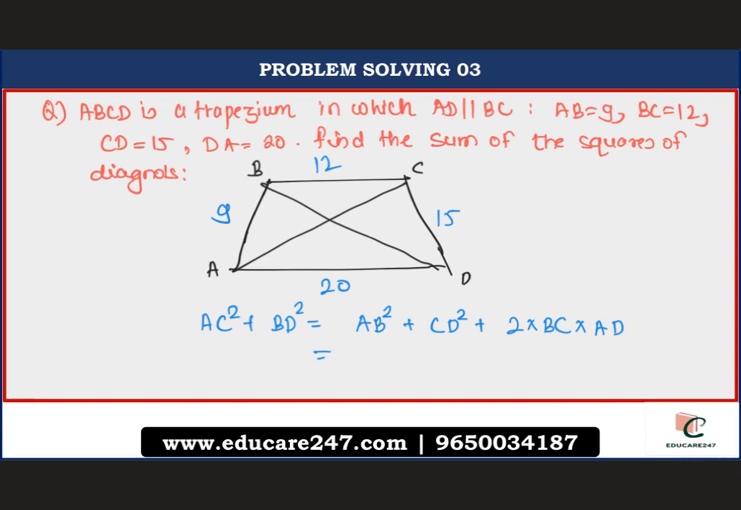So just input the values now. AB, 9 square, plus CD, 15 square, plus 2 into BC, which is 12, into AD, which is 20. When you add all of this, you will get 786 as your answer. 786 units, whatever it is. So the application of this formula is quite extensive, but very little known to students.